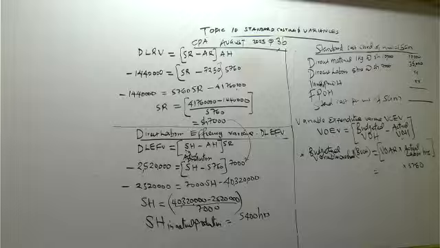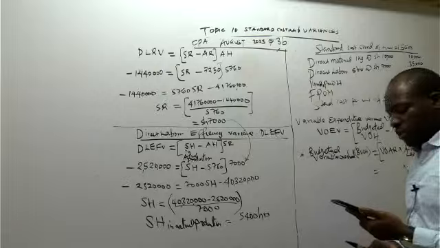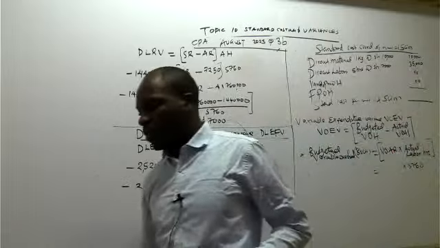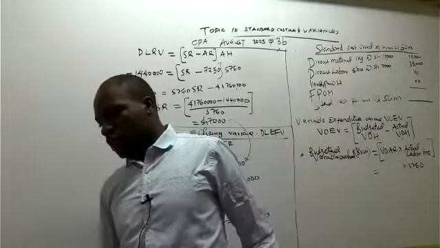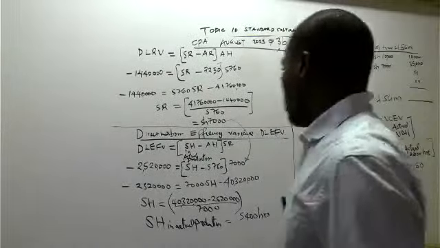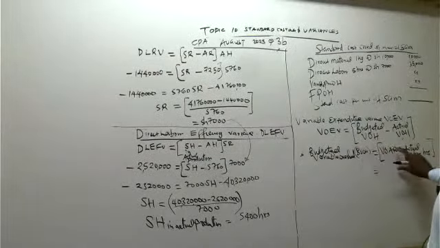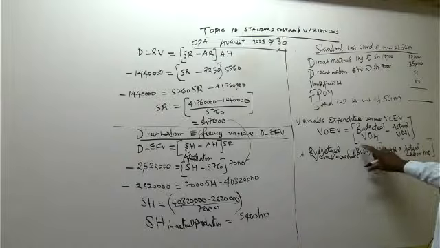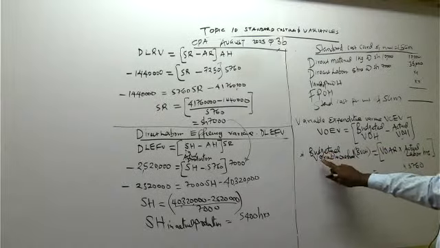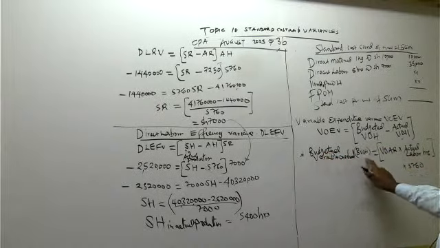Variable overhead. Haya, variable overhead ni ngapi? Variable overhead tumepewa ni ngapi? That is actual variable overhead. So within this part only, hii ya kwanza, budgeted variable overhead, ndio hii sasa tunatafuta.